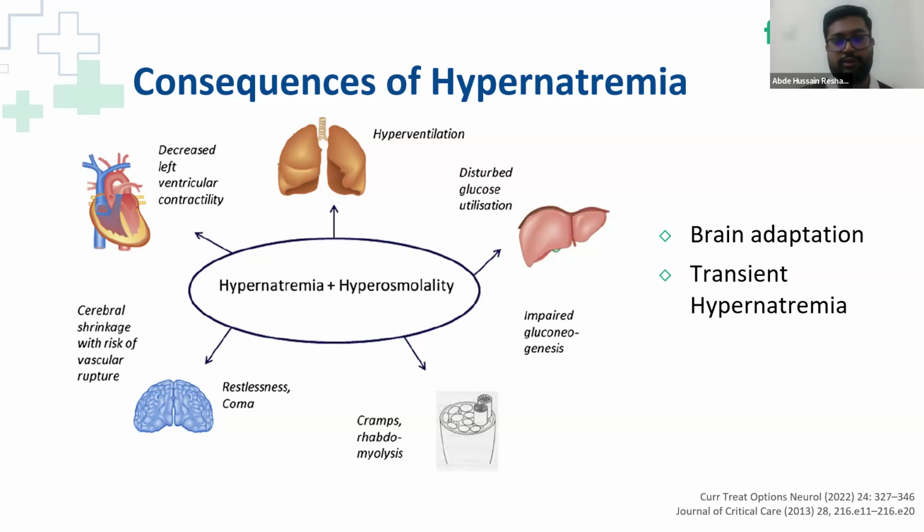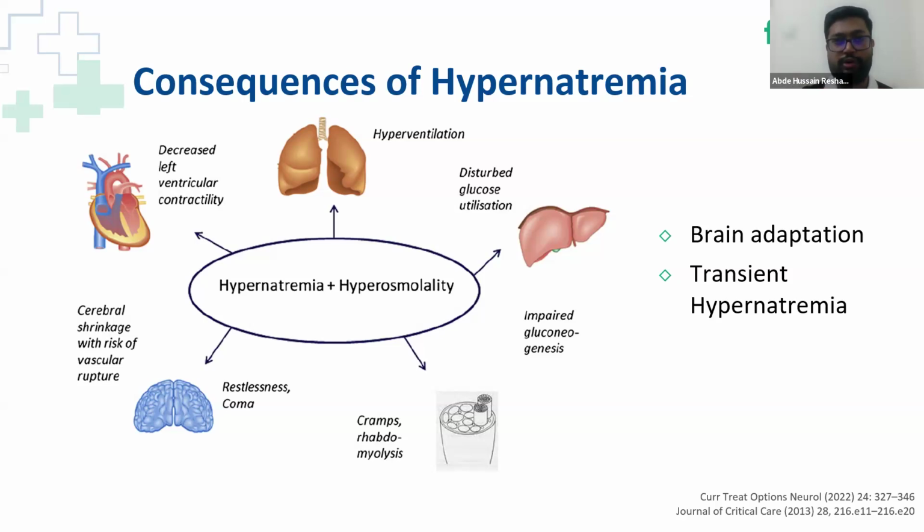Now, this can lead to various drastic effects on the brain. It can lead to brain damage, cellular damage, demyelination. So all these effects can develop with more severe cases and for a prolonged time if hypernatremia is present. Now, decreased left ventricular contractility again can happen because of the increased sodium and the increased load on the heart.